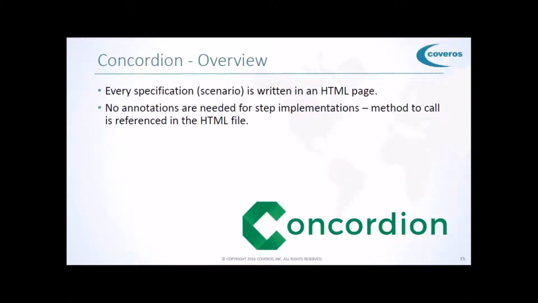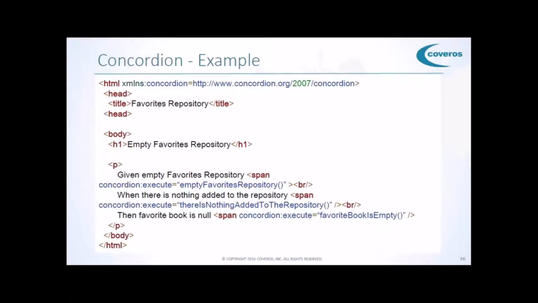And then next, finally, I looked at Concordion. With Concordion, specifications are written in an HTML page. There are no annotations needed with the actual implementations because in the HTML, you actually embed the name of the method you want to execute. And you can see that with this example. Here in the p tag for this page, we have the given-when-then statements. And for each of these statements, we specify the method that actually implements each of those steps.